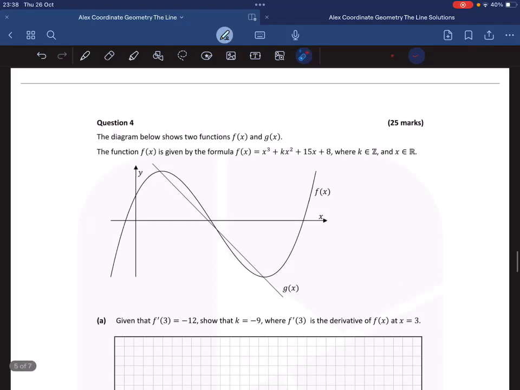So I thought I'd do this question and just make a video for it. Question for the video on Wednesday night, just to make sure everything's making sense in your head. Okay, so it involves coordinate geometry of the line as well as differentiation and calculus.